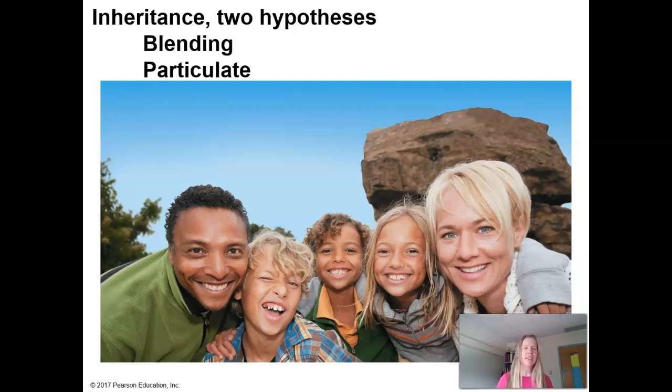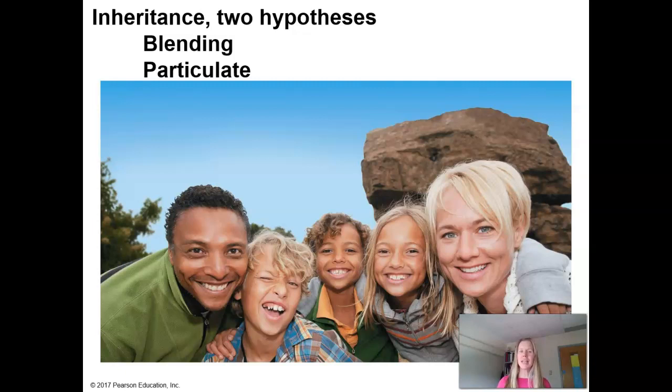So we were talking in our last chapter about meiosis and this idea of inheritance. And people have known for thousands of years that traits are inherited by offspring from their parents. But what scientists start trying to figure out is how does that work, right? And so two hypotheses, two educated guesses sort of arose.